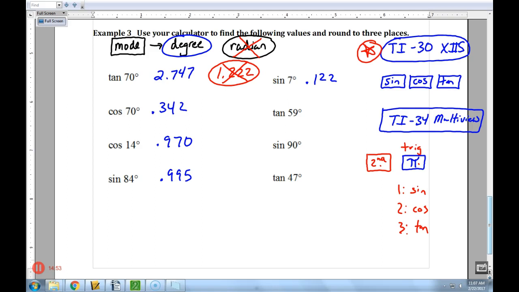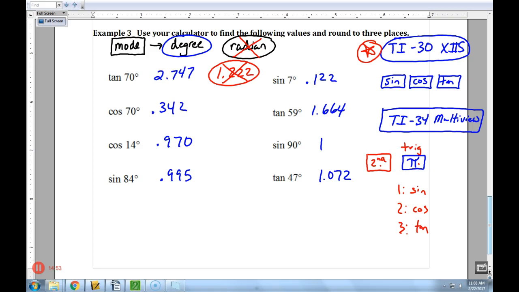Tangent of 59 is 1.6642, so I'll leave the 4 alone. The sine of 90 is 1, and the tangent of 47 is 1.072.